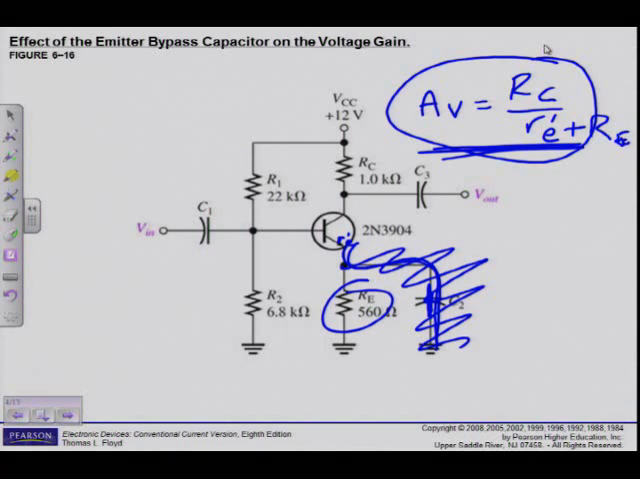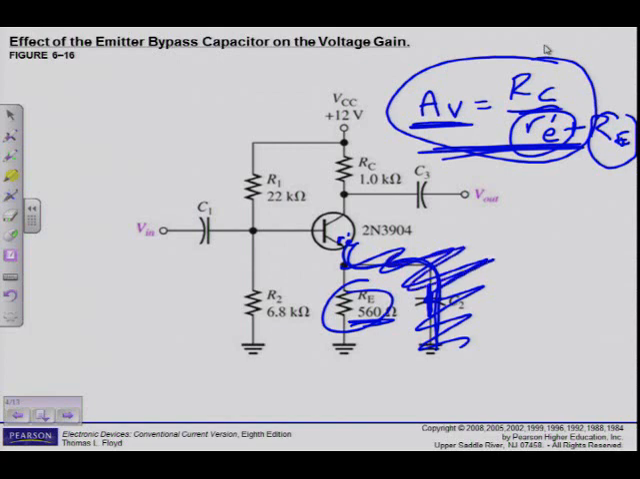And what do I know about the value of R accent E? Small. We said normally I would say between 5 and 20 ohms. Small. What do I know about the value of RE? I can see it's fairly large. In this case, 560 ohms. So what do you think is going to happen with the voltage gain of this specific amplifier if I do not have the bypass capacitor? It's going to go way down. So my voltage gain is going to become much lower.